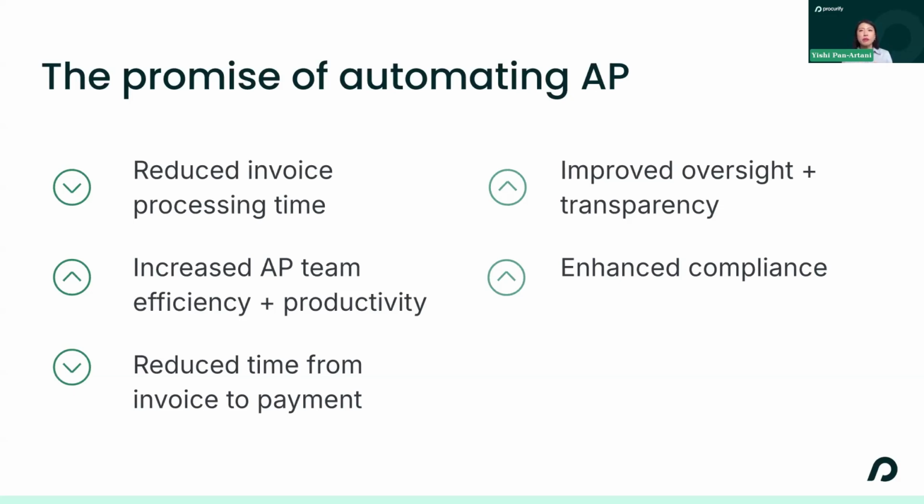Improved oversight and transparency. Automation provides greater visibility into how the business does bill payments, helps you control rogue spending, and identify fraudulent activities. Last but definitely not least, enhance compliance. Automation creates clarity and reduces error rates, increasing compliance with internal organizational policies as well as external regulations.